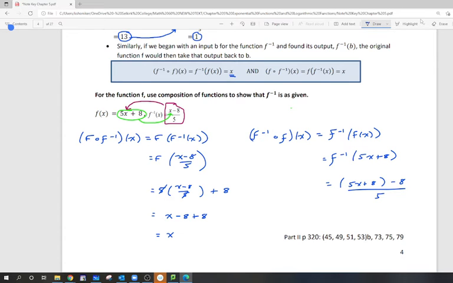Now I'm going to simplify. On the numerator, I've got 5x plus 8 minus 8, which is just 5x over 5. And then 5 divided by 5 is 1, and I got just x. So since they both simplified to x, that means that I did it right. I used composition of functions to show that the inverse function of f is as given.